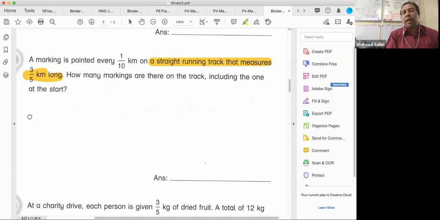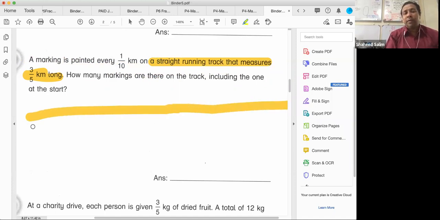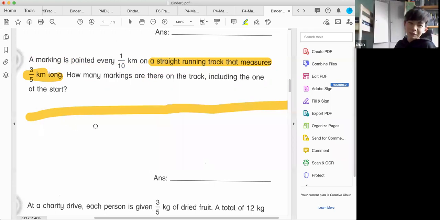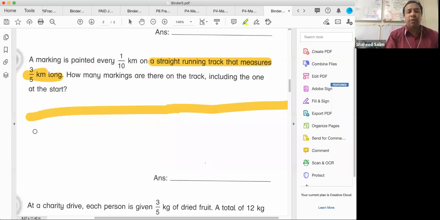Let's say you can run very fast. Ilhan, I think you can run very fast. So this straight running track, say I can run very fast, but I don't know. Okay, we got a challenge later, Zahin and you.